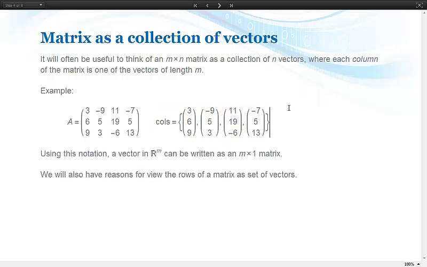So thinking about it in this notation, a vector in Rm can be expressed or thought of as an m by 1 matrix. That's what we've been doing when we've written column vectors. So we could also consider this vector to be a 3 by 1 vector, 3 rows, 1 column. As we'll see also, we'll have reason to sometimes view the rows of the matrix as vectors instead of the columns. This will be particularly true when we get to matrix multiplication.